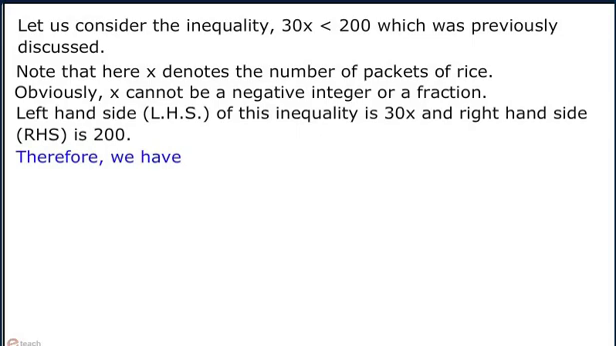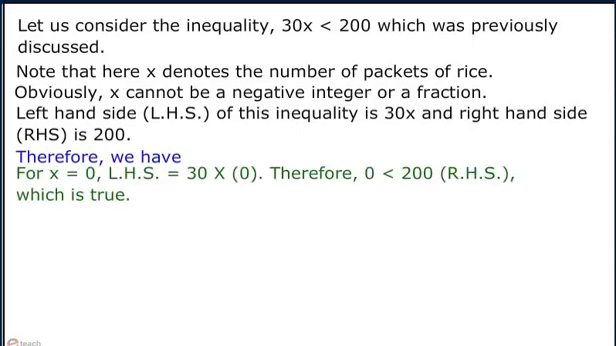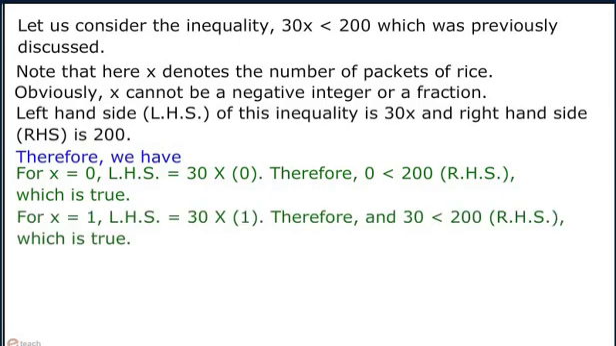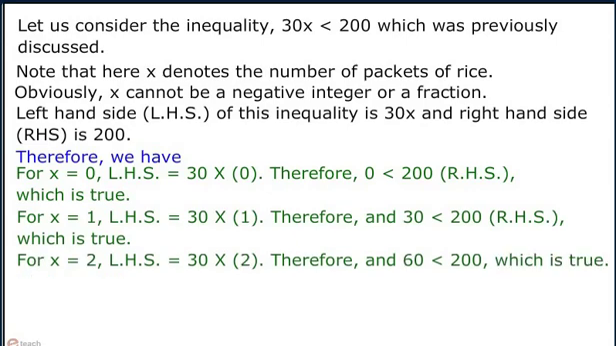Therefore, we have for x equal to 0, LHS is equal to 30 into 0. Therefore, 0 is less than or equal to 200, which is true. For x equal to 1, LHS is equal to 30 into 1 and 30 is less than 200, which is true. For x equal to 2, LHS is equal to 30 into 2, which is equal to 60, and 60 is less than 200, which is true.